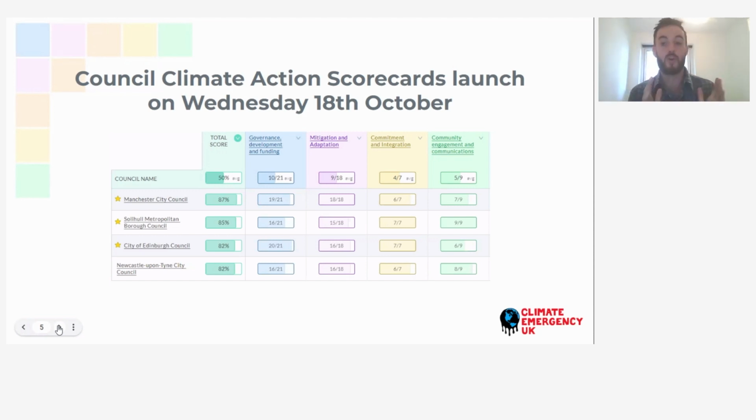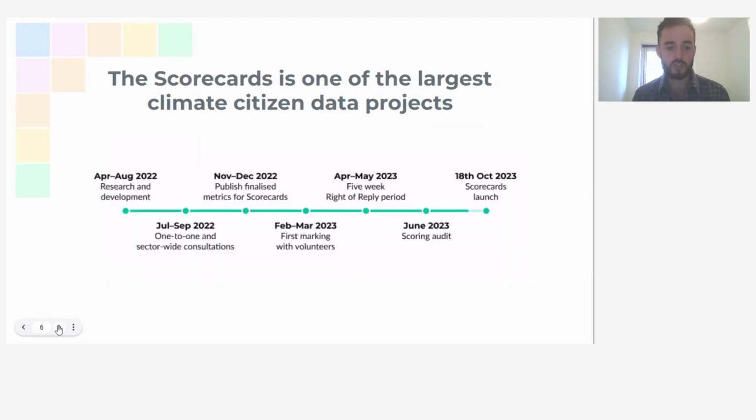councilclimatescorecards.uk. But tomorrow, we are launching the action scorecards, and that is the first ever UK-wide assessment of council climate action. Just to say a little bit more about the project, it's been a really long 18-month project, which is why we're so excited for tomorrow.